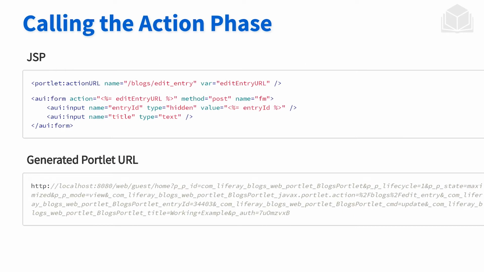On the JSP side, we've created a form using Alloy UI. With the form, when it detects a specific action, it's going to invoke that edit entry URL. That edit entry URL is tied to that action URL that's right above it. So an action is performed on the form, something like a save or a submit, and then that action URL is invoked, thus calling the processAction method or invoking the action phase within our portlet. You can see a generated URL here, kind of lengthy, but all of the parameters that are relevant to what's going on with the action phase are within that URL.